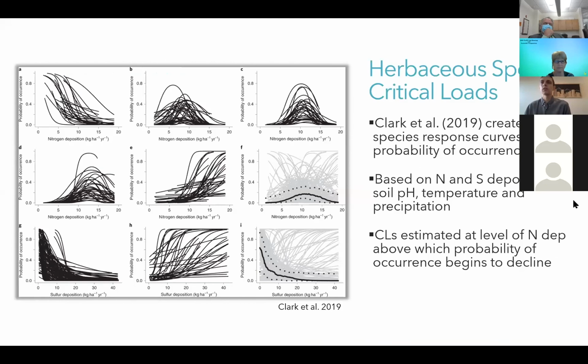So as I mentioned, there has been some work on creating loads for individual species. In 2019, Clark et al. published a paper that created critical loads for a set of herbaceous species. And they did this using probability of occurrence models, which you can see there on the left. And those were based on nitrogen and sulfur deposition data, soil pH, and temperature and precipitation data. And they estimated the critical loads at the level of nitrogen deposition above which the probability of occurrence would decline.